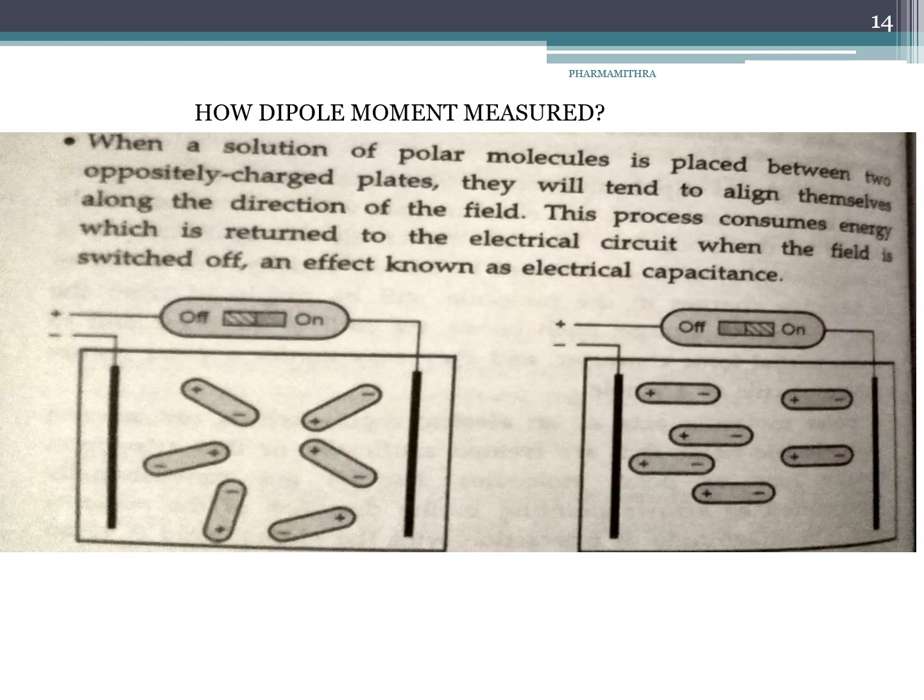The next question is how we can find out the dipole moment. If we keep a solution of a polar molecule between two oppositely charged plates, one negative and one positive, the molecules have a tendency to align along the direction of the field. It will align like this, positive and negative, along the direction of the field, and it will show a change in the energy. When we switch off the electrical circuit, we can find out the electrical capacitance, and by noting the electrical capacitance, we can find out the dipole moment.